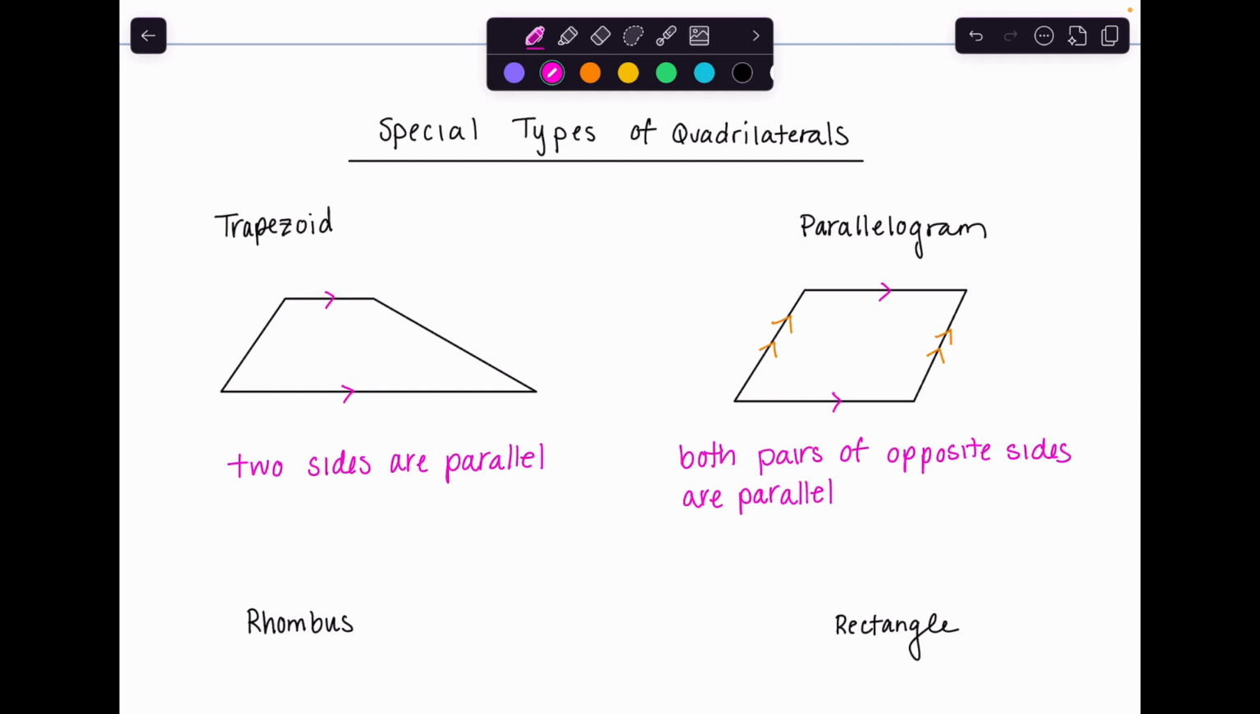And again, the only way that can happen is if they're also equal in length. So really, these sides are equal to each other, and these sides are equal to each other. So both pairs are equal in length.